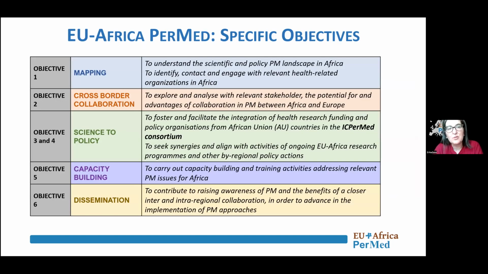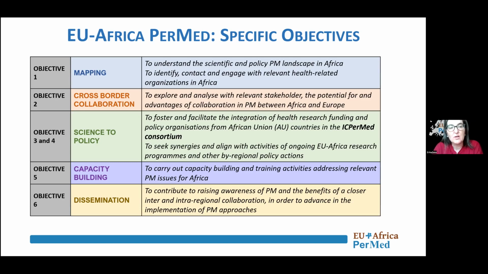And these are the main objectives. We have a first objective related to mapping, which is to understand the situation in Africa in terms of policy and scientific personalized medicine, and to identify major stakeholders. We have another objective, which is to facilitate collaboration between Africa and Europe, identifying those areas in which the collaboration is more productive and useful for both regions.